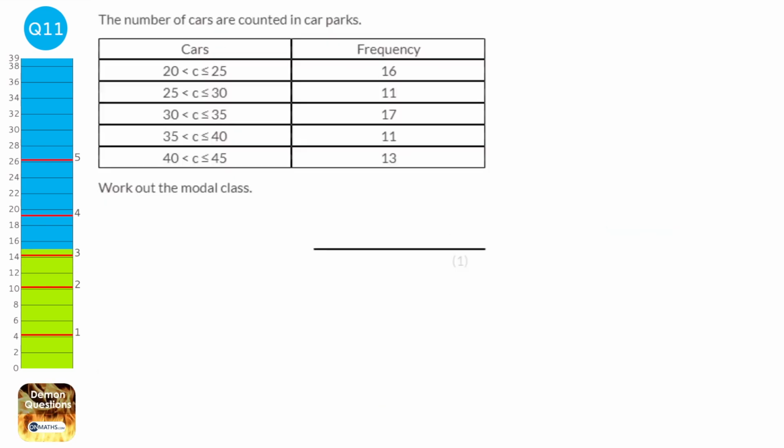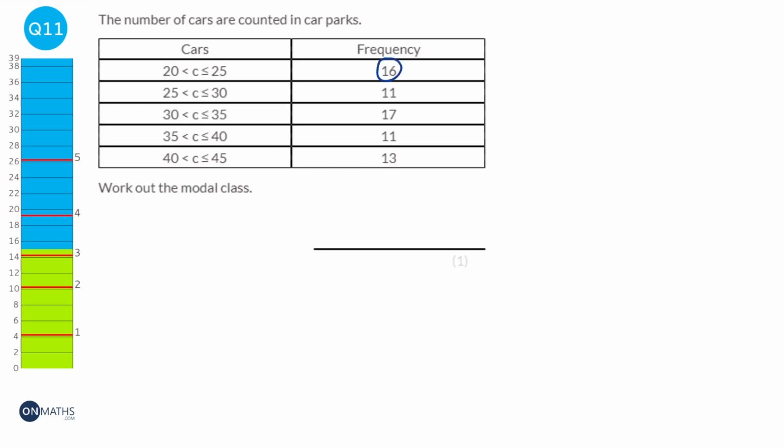The modal class is just the group that has the mode. Okay, the modal group. Class just means group. Now all these guys here are groups, so any of these could be the answer. To find the modal class or the modal group, we just look to see which one has the most numbers in it.